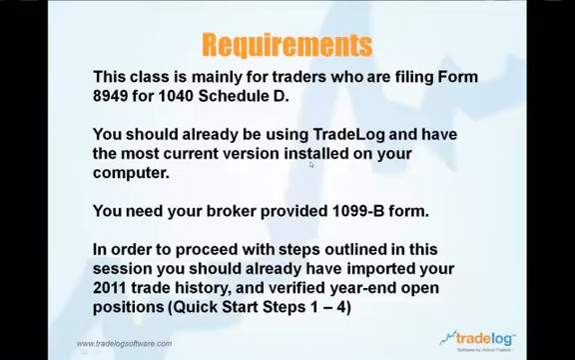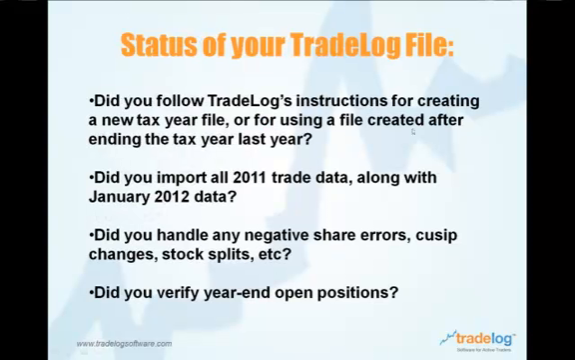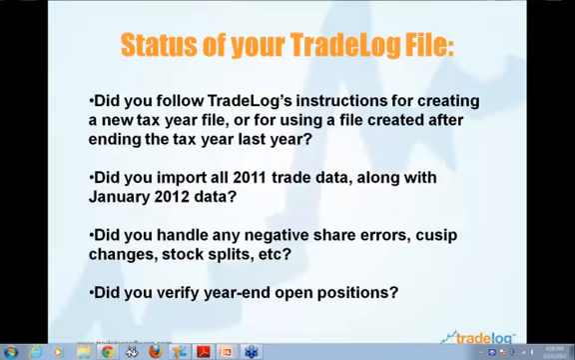Okay, so we're going to continue now. What we're going to do first is review the status of your TradeLog file. Then we're going to actually reconcile a 1099-B. We're going to go through the end tax year process and discuss Form 8949. So let's talk about the status of your TradeLog file.